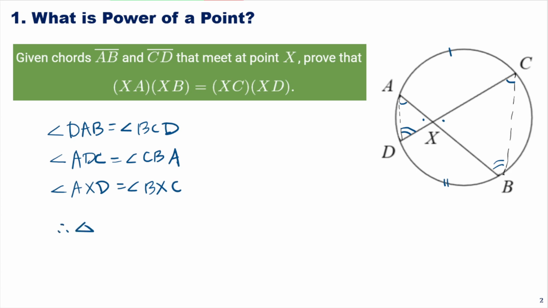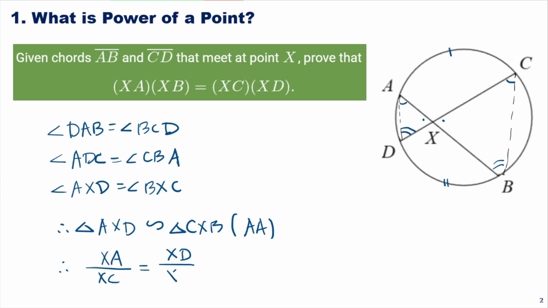Therefore, we have triangle AXD must be similar to triangle CXB by AA similarity. You can use any two of the three angles, right? And therefore, the corresponding sides are proportional. So we have XA over XC equals XD over XB. To express that in product format, we have XA times XB equals XC times XD. Did you get it?